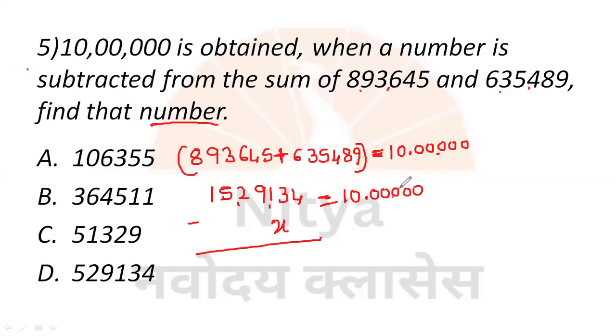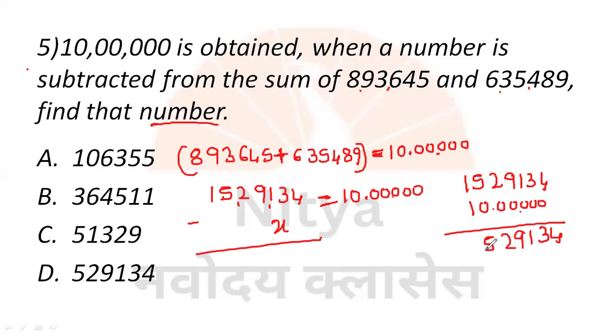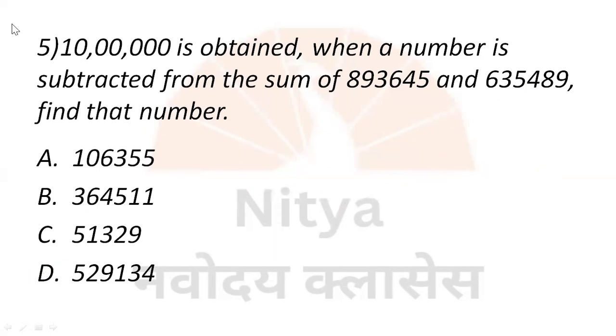So what we have to do is simply subtract. When we subtract, we get the answer. So the answer will be 4, 3, 1, 9, 2, and 5, and 1 minus 1 is 0. So 5,29,134. So option D is the answer. Okay, next one.